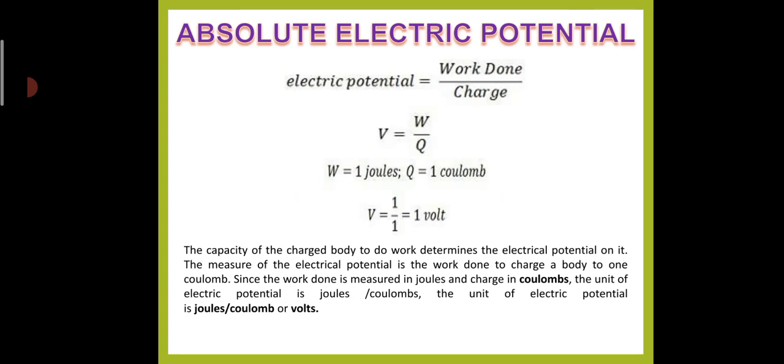Now, electrical potential is equal to work done per charge. So, V equal to W by Q, where W equal to 1 joule, Q is 1 coulomb. So, V equal to 1 by 1 equal to 1 volt. So, the capacity of the charged body to do work determines the electrical potential. The measure of the electrical potential is the work done to charge a body to 1 coulomb. Since the work done is measured in joules and charge in coulombs, the unit of electrical potential is joules per coulomb, or we can say volts.